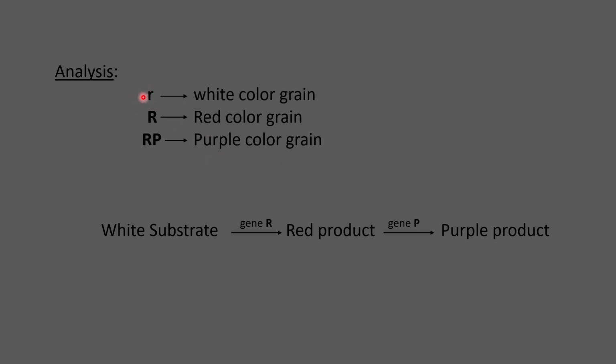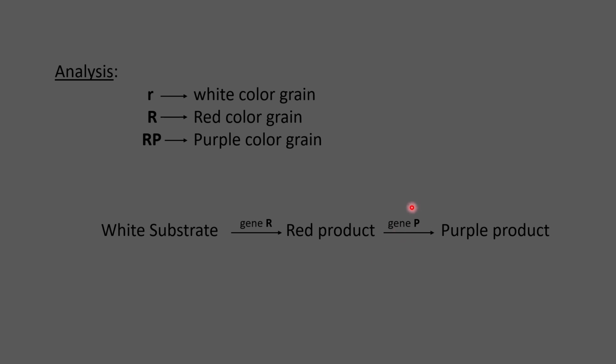And whenever the recessive allele r is present in homozygous condition, then the grain color remains white. What actually happens here is there is a white substance which is governed by the homozygous recessive alleles rr. Whenever there is the presence of the dominant R gene, either homozygous or heterozygous, then this white substrate gets converted into a red product, which in turn acts as a substrate for the gene P.